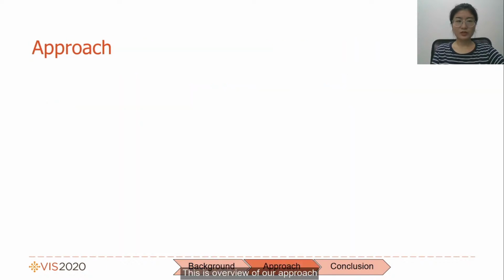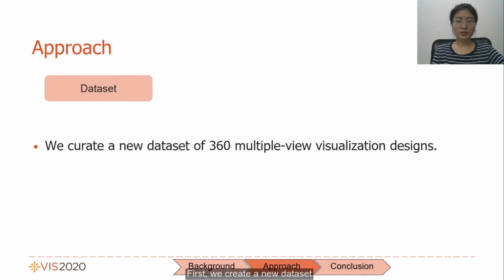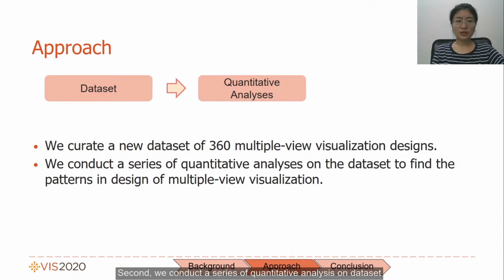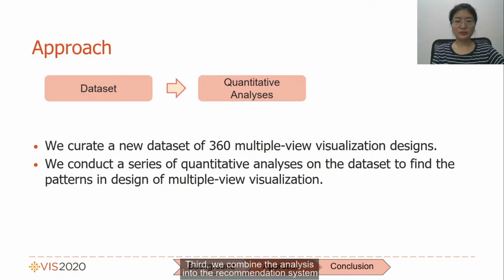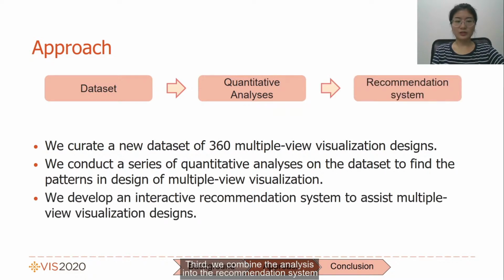This is an overview of our approach. First, we create a new dataset. Second, we conduct a series of quantitative analyses on the dataset to find the patterns in design of multiple view visualization. Third, we combine the analysis into a recommendation system to assist multiple view visualization designs.